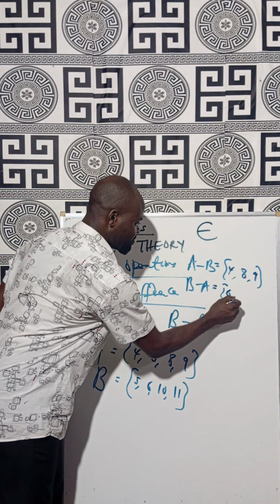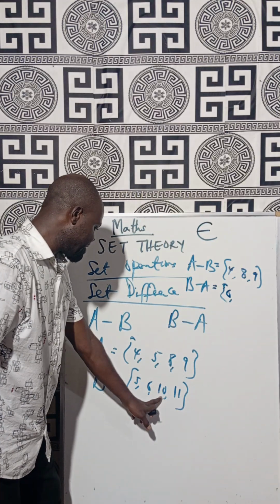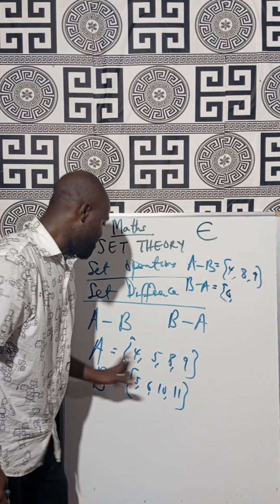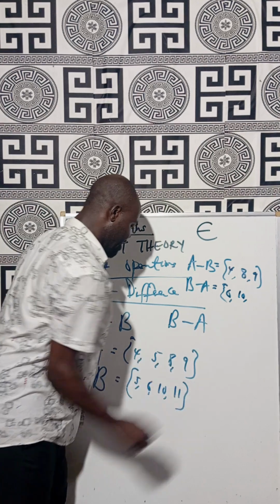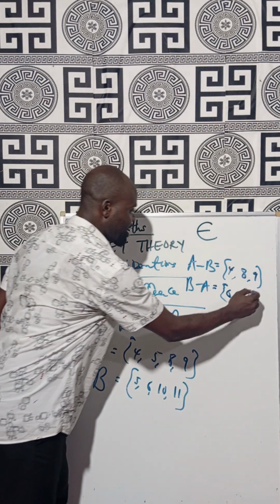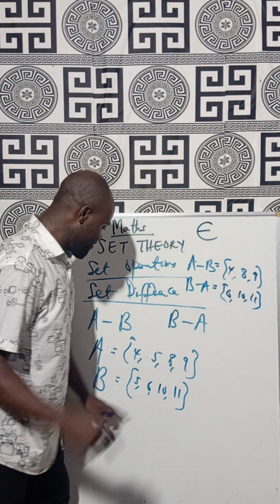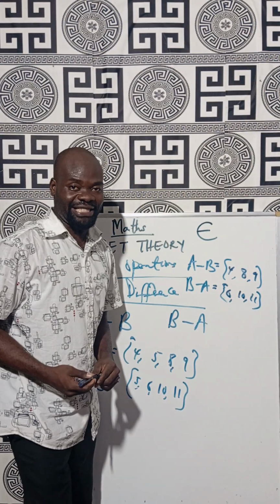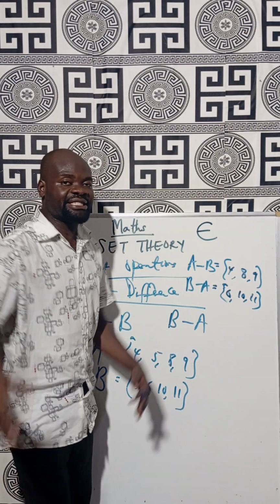So 6. Okay. 10 is in B, but it's not in A. 11 is in B, but it's not in A. I could have taken 5, but 5 is in A. You understand me now? So that is what we call set difference.